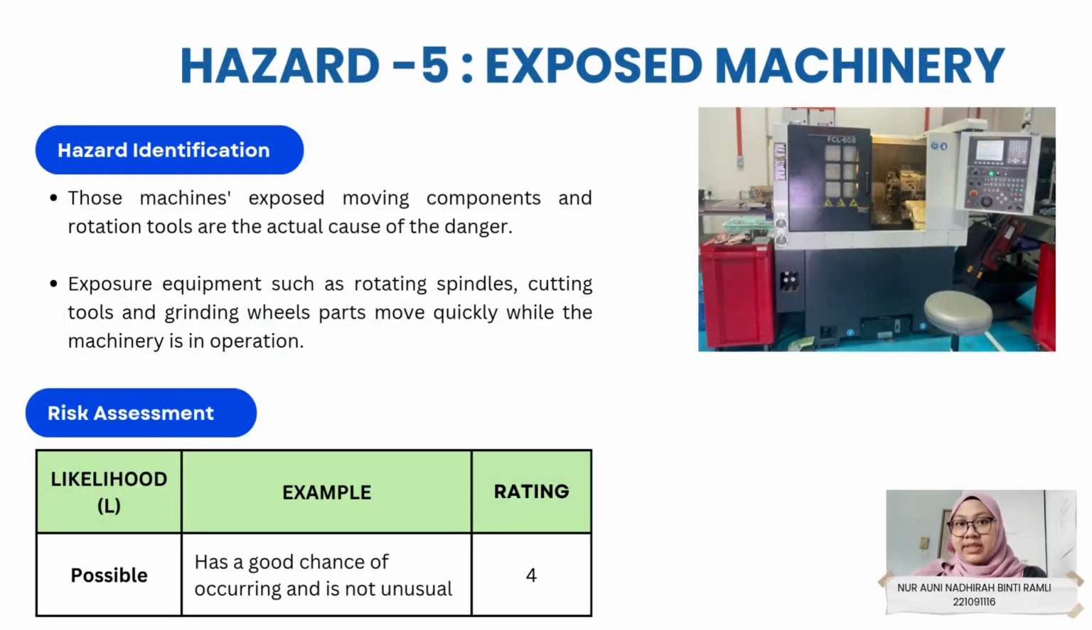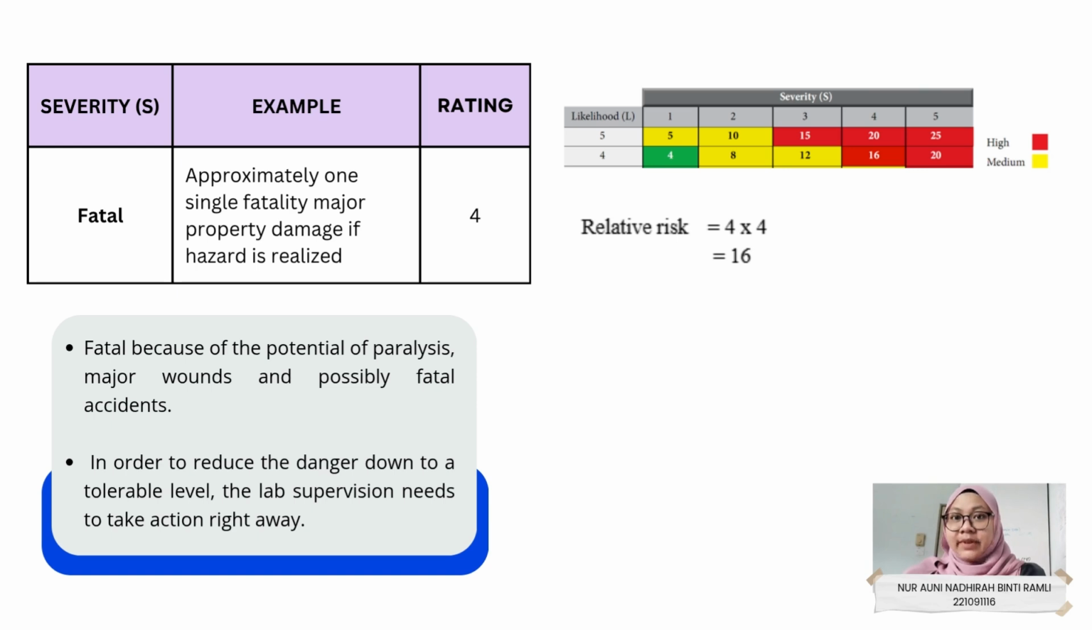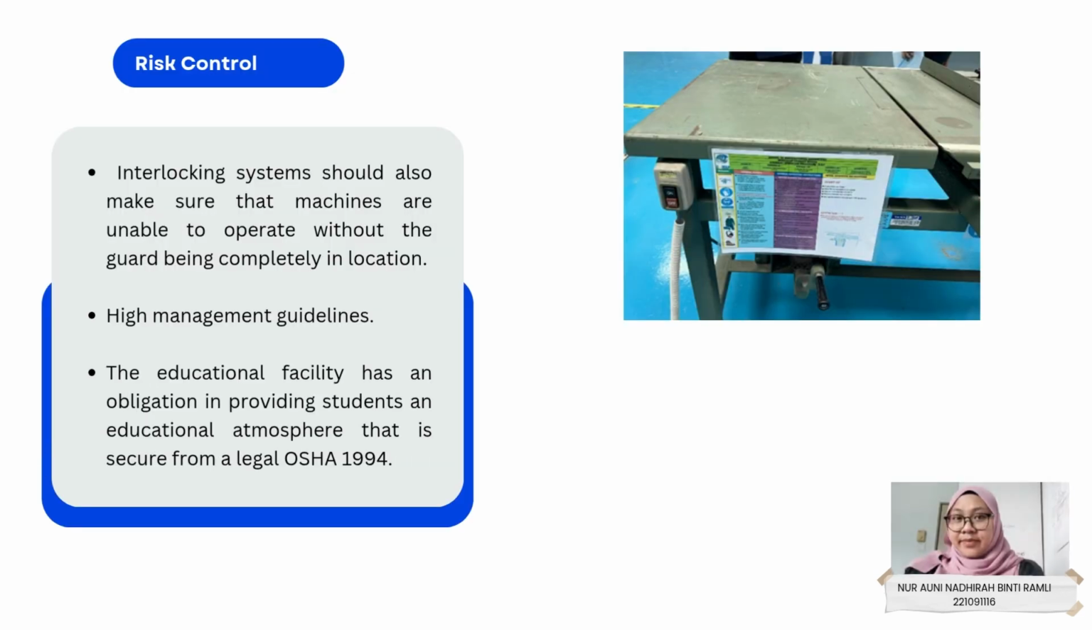Next, Hazard 5, which is exposed machinery. These machines expose moving components, which is the actual cause of the danger. The likelihood of this hazard is possible, with a rating of 4. The severity for this hazard is fatal, with a rating of 4, and the total relative risk is high. Fatal because of the potential of paralysis, major wounds and possibly fatal accidents. For risk control, an interlocking system should make sure that machines are unable to operate without the guard being completely in location. Okay, that's all from me.